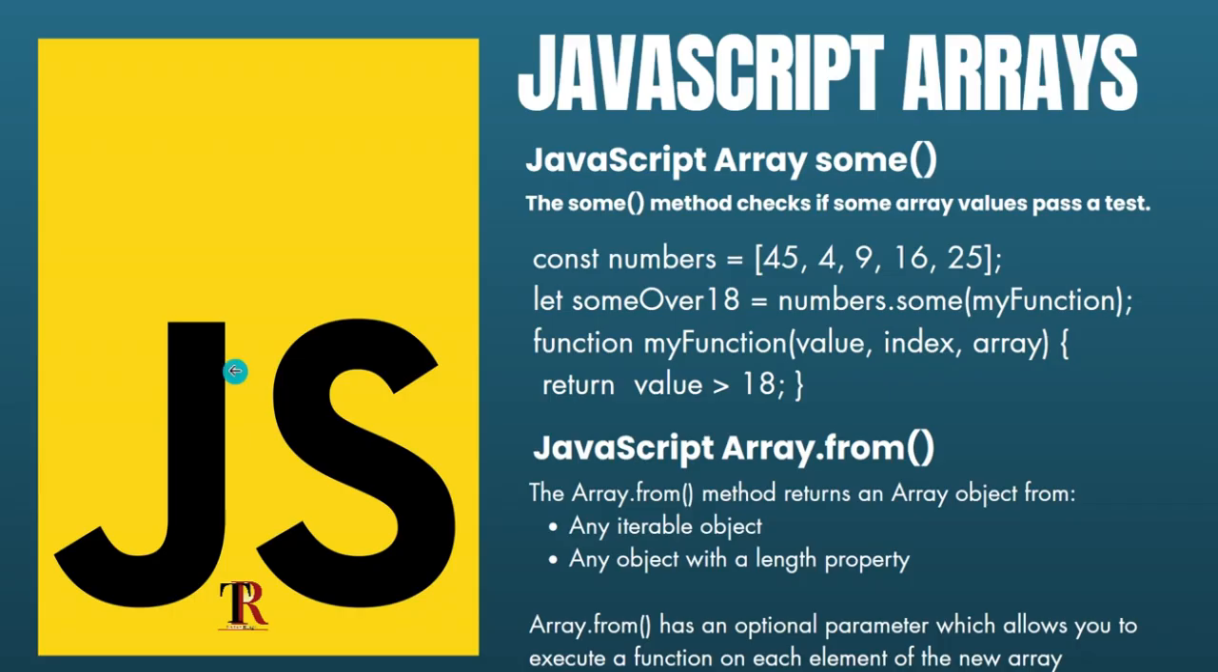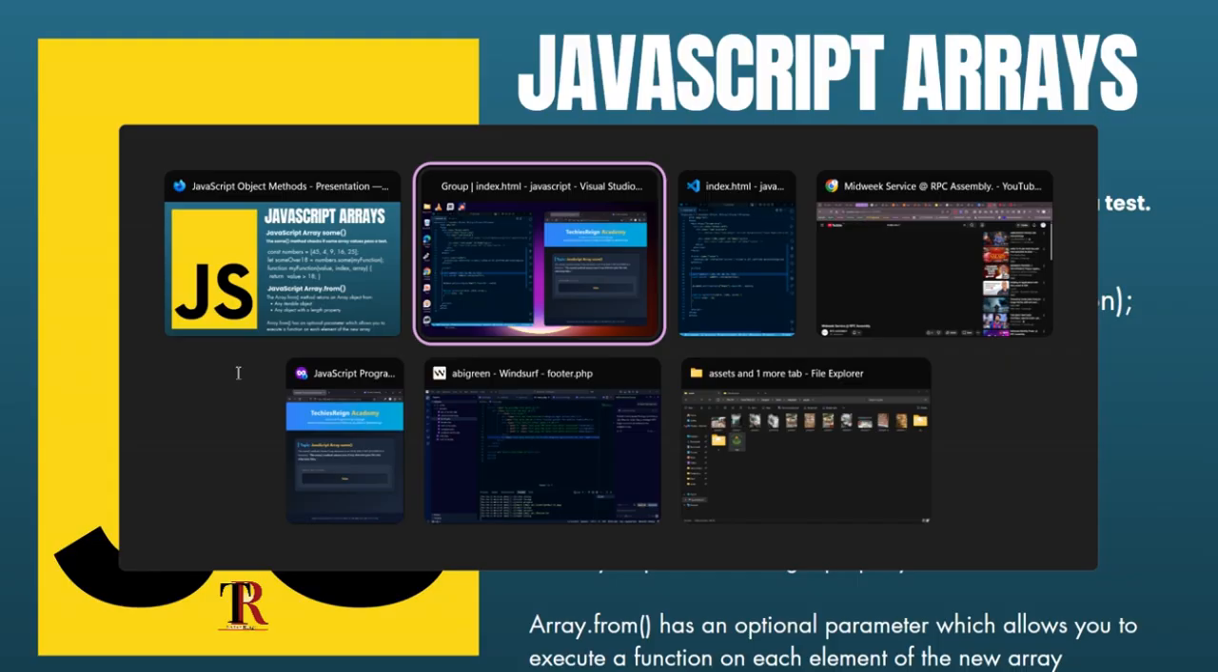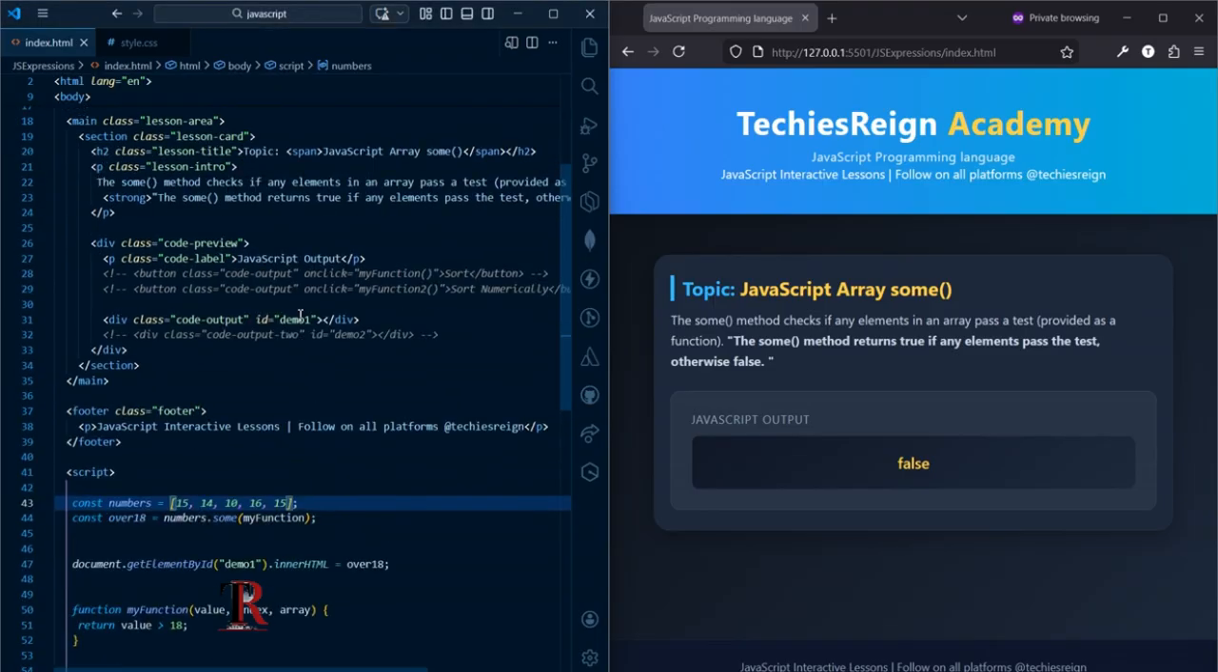So let's move on. The array from method. The array from method returns an array object from any iterable object, any object with a length property. Array from method has an optional parameter which allows you to execute a function on each element of the new array. So let's take a look at an example to get a clear idea of this one.